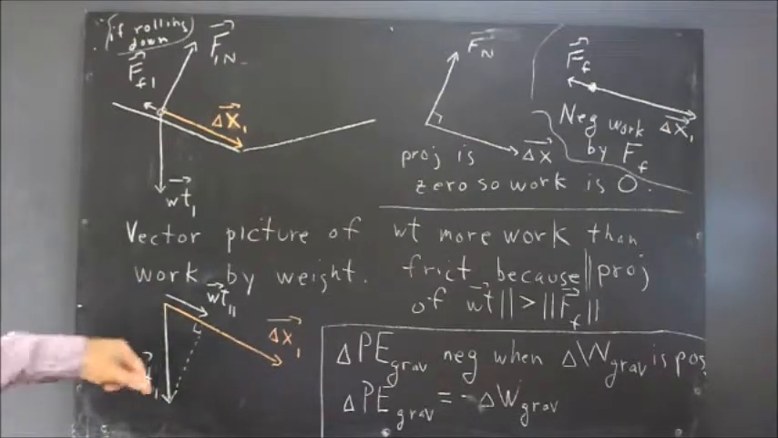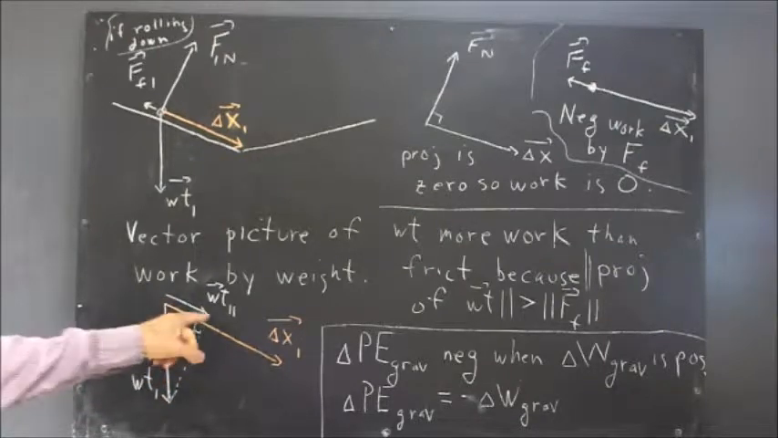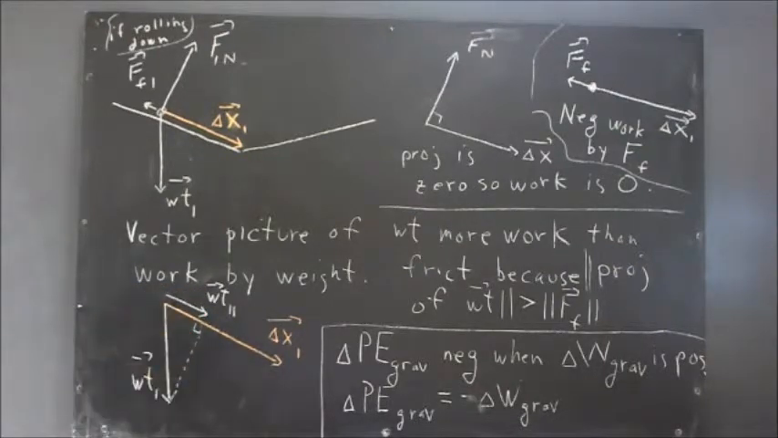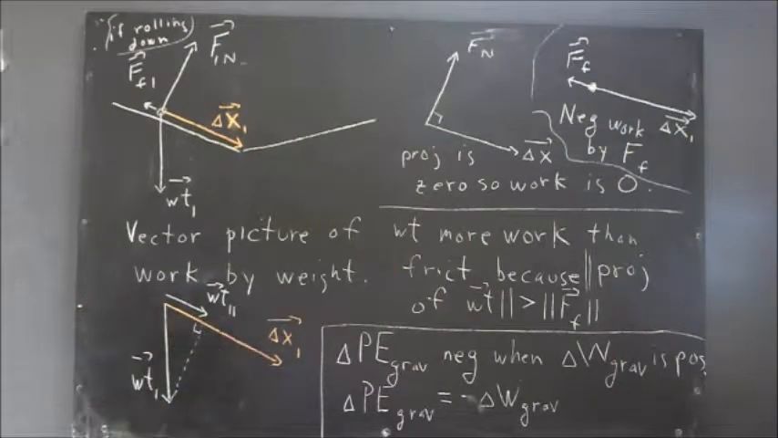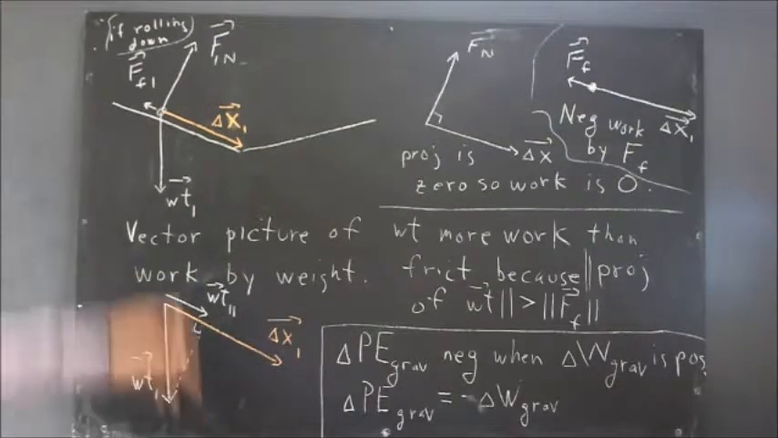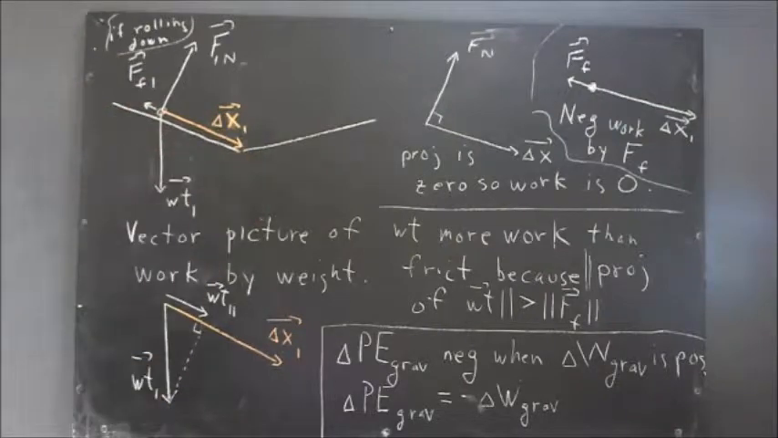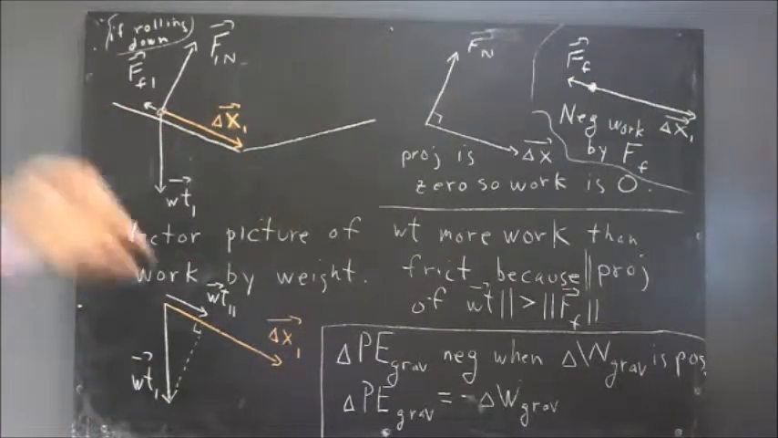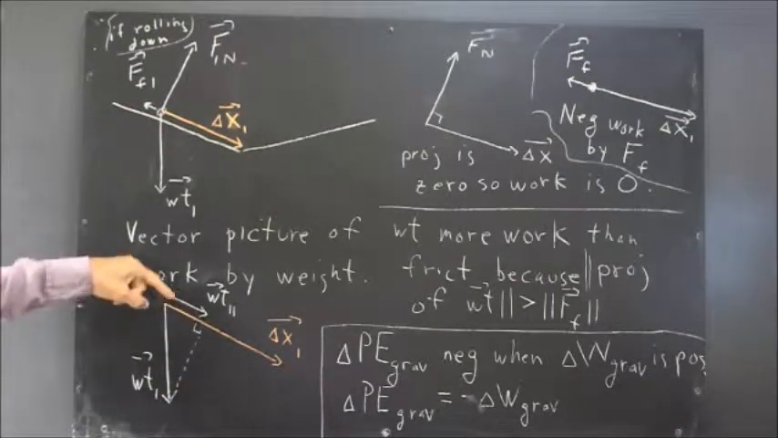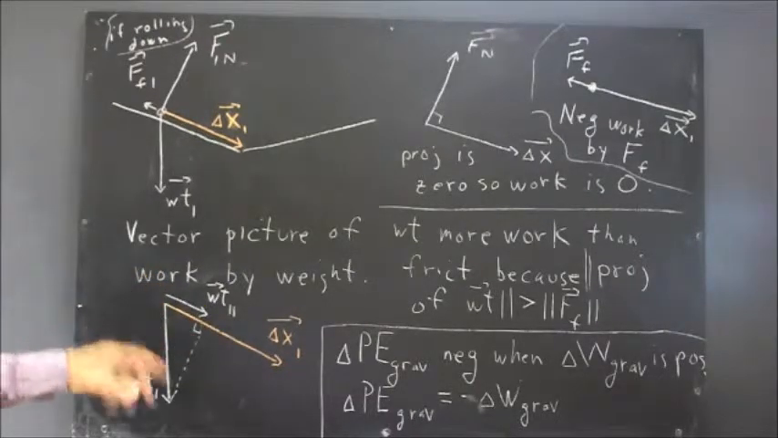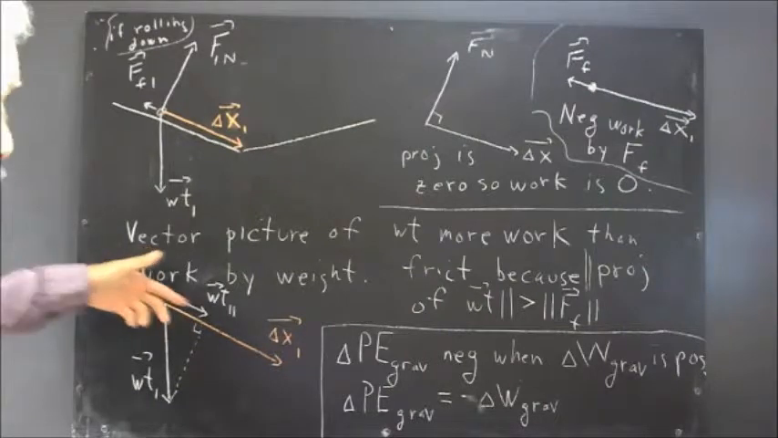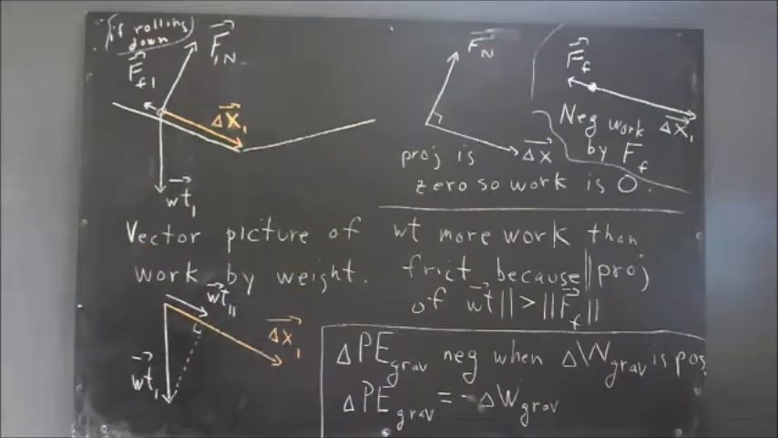Okay, vector picture of the work done by the weight then, as our typical dot product picture. Here's our weight, here's our displacement. We project the weight on the displacement, we get the parallel component of the weight, which is then multiplied by the displacement in order to get the work done by gravity. In this case, the work done by gravity is positive, since the projection of the weight vector, the parallel component of the weight vector, is in the same direction as the displacement.